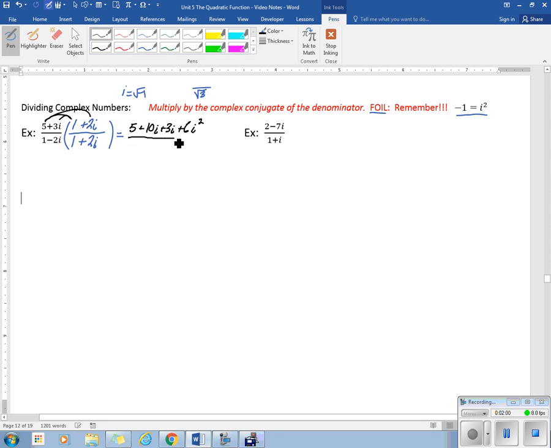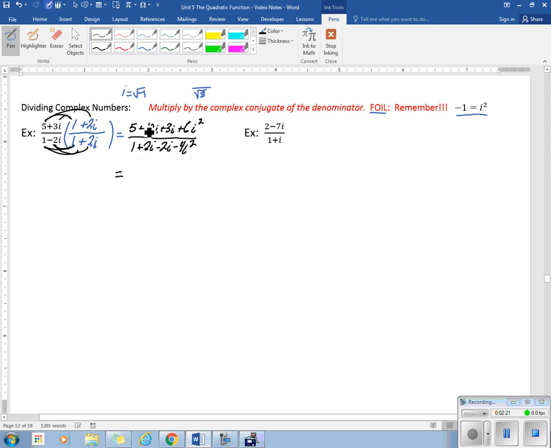All over. Let's do the same thing to the bottom. We'll distribute the 1 to the 1, we get 1. Distribute the 1 to the 2i, we get plus 2i. And then distribute the negative 2i to the 1, giving negative 2i. And then we take the negative 2i to the positive 2i. We get minus 4i squared. Okay, so we did all of our distribution and foiling.